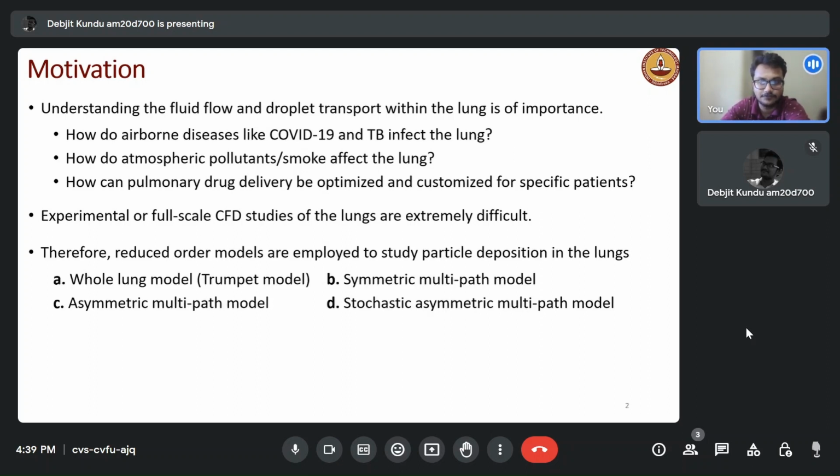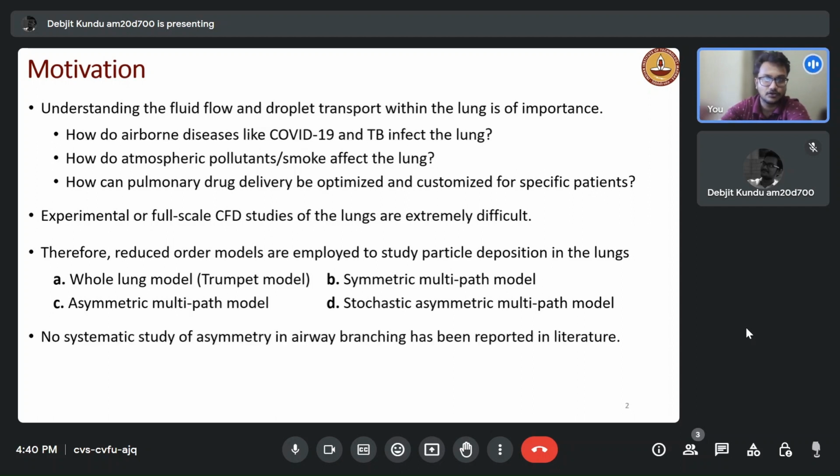I have listed a few of them over here, and the model that we use is based on the last one, that is a stochastic asymmetric multipath model. And to the best of our knowledge, there has been no systematic study of asymmetry in the airway branching that has been reported in literature. The main goal of my thesis is to bridge that gap.